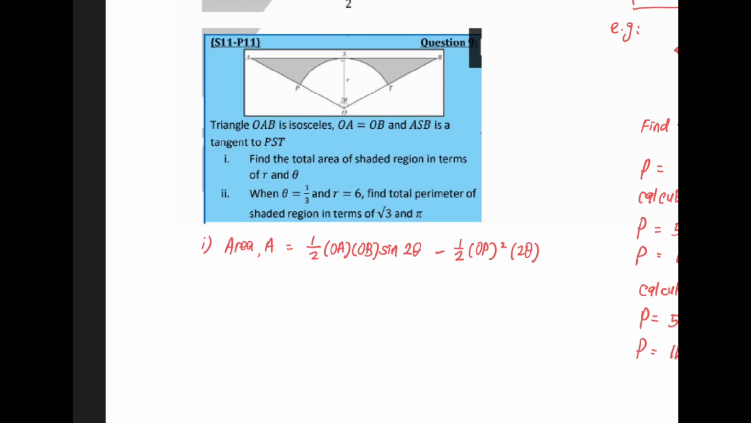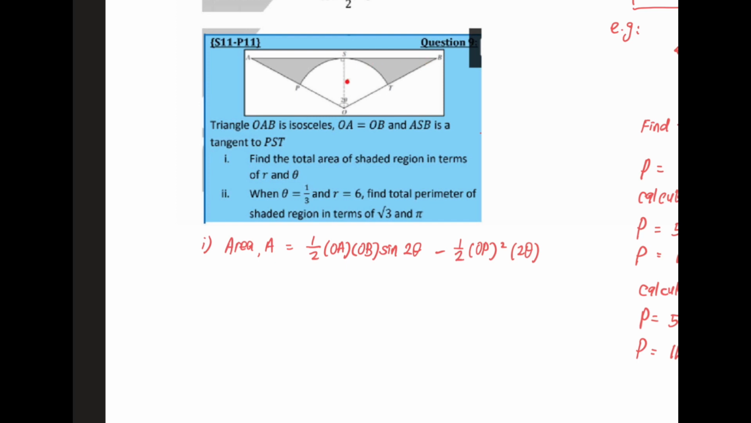So they want it in terms of R. Okay, in terms of R. So what we can see here is R is the radius, so this one we can replace with R. Then how about OA and OB? In terms of R, how long is it? So we need to know about that.